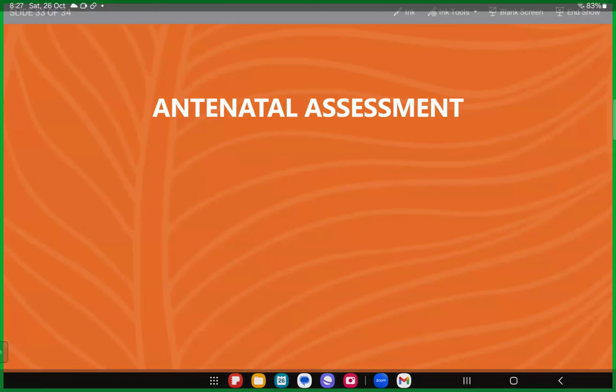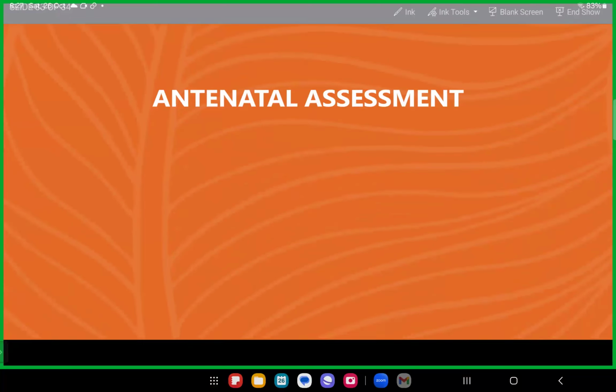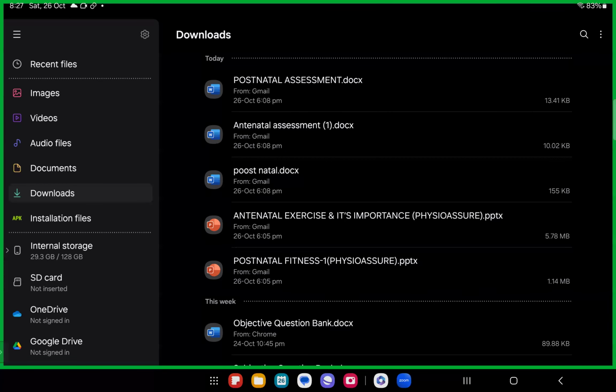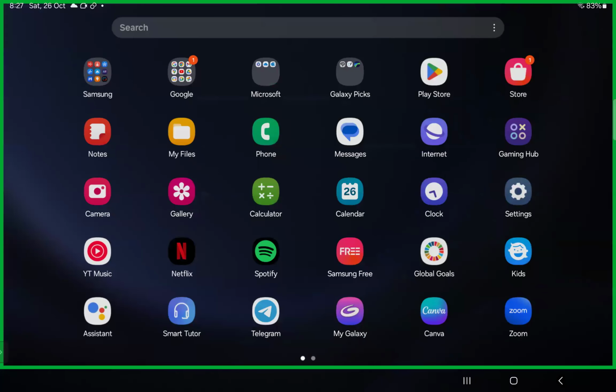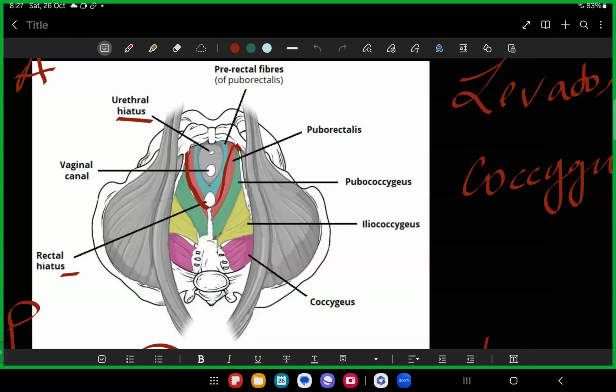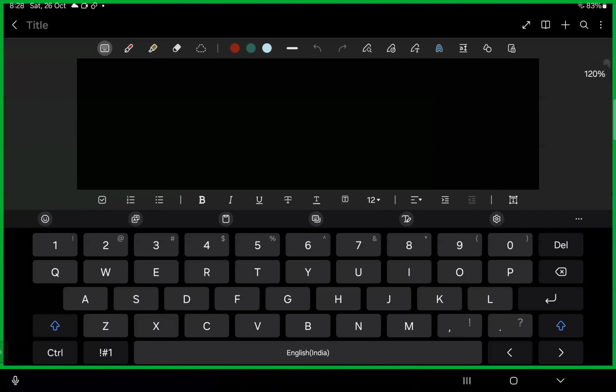So can we discuss the assessment? Can we have it like a discussion, what all to have and what all not to have? I'll definitely share the assessment with you, but let's have a discussion so all of you can interact. So how will you start with your assessment? Antenatal assessment or any assessment, the basics.